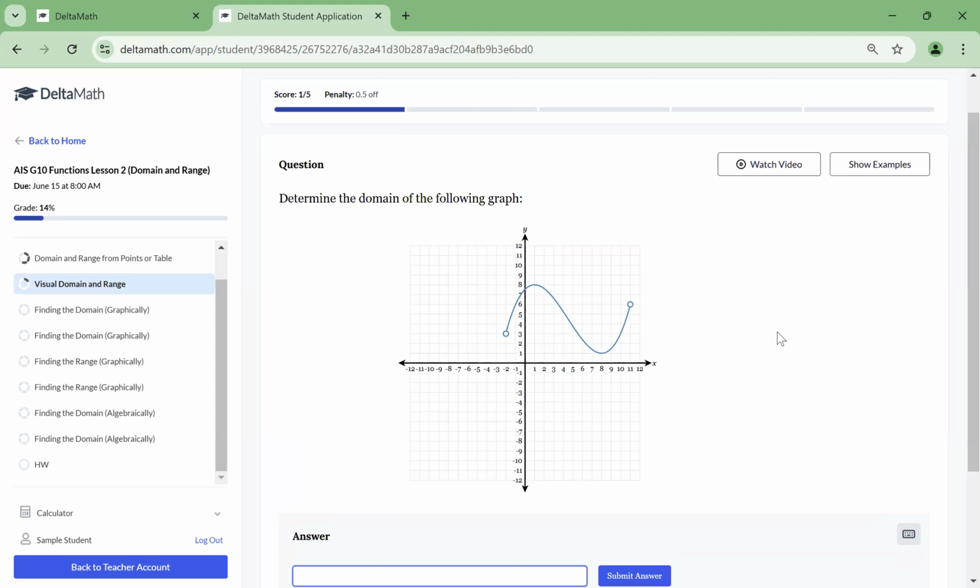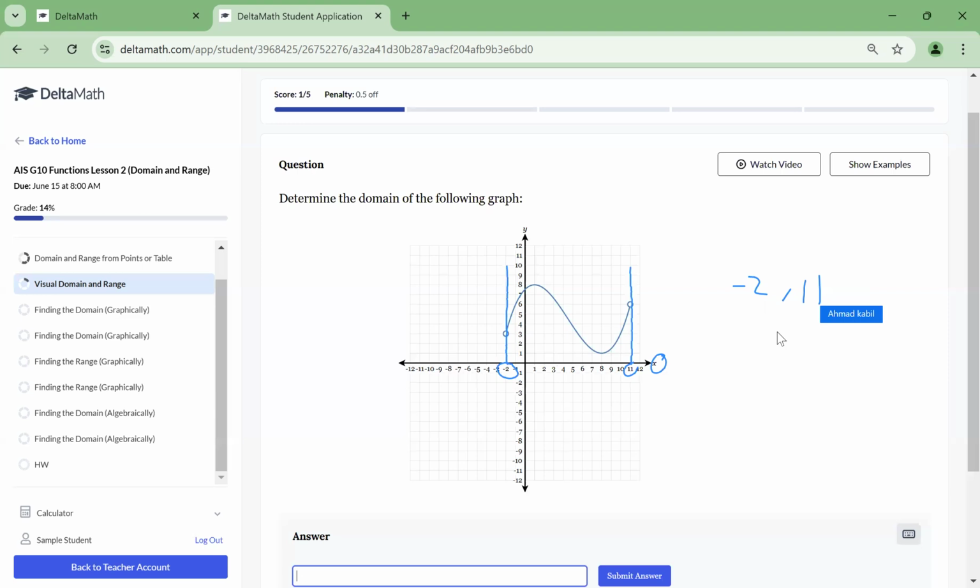Here we are required to determine the domain. So the domain has to do with the x values. So we're looking at the rightmost and leftmost points on the graph. So this is the rightmost, and this is the leftmost. So we're supposed to go from -2 to 11.